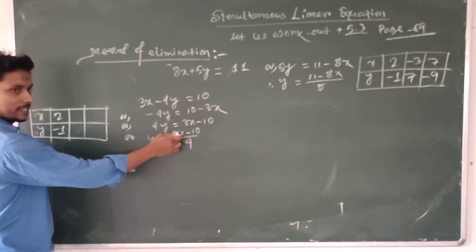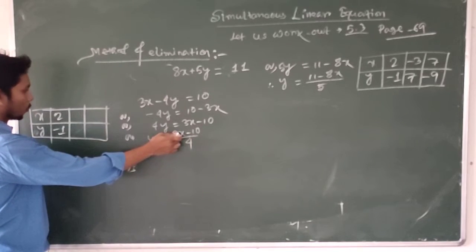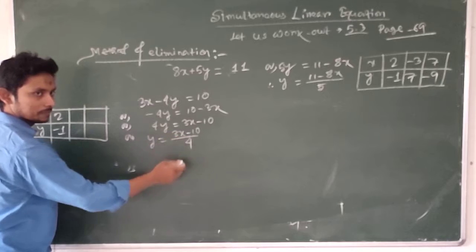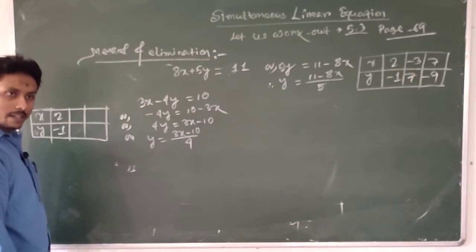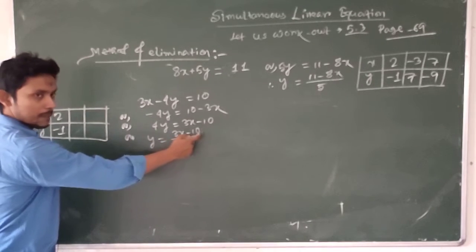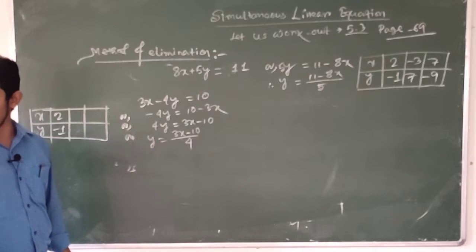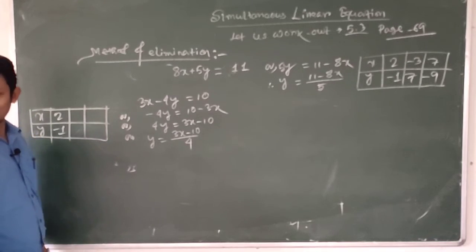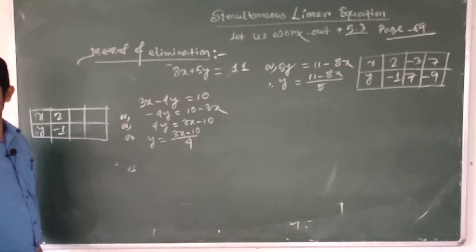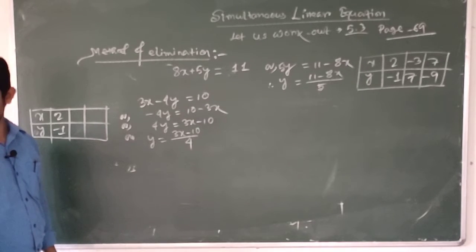Just check and put. If we take x equals 2, then it is 6, 6 minus 10 is minus 4, by 4 it is minus 1, right? Yes or no? Is there any doubt? No.